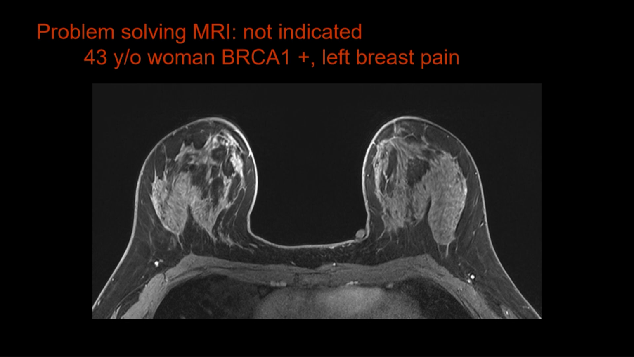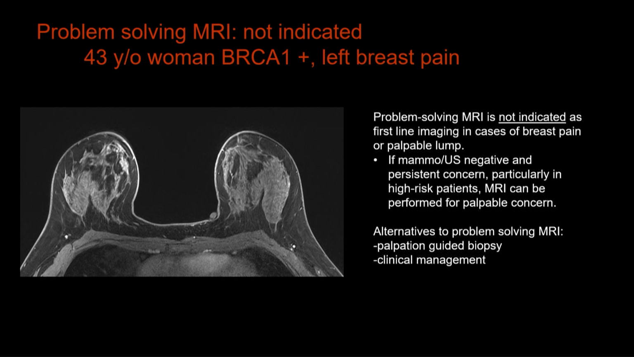So a few weekends ago when I was on call, I get a 43-year-old woman, BRCA positive, and the indication, because she just recently had a breast MRI, was left breast pain. I go to her patient jacket, no mammo, no ultrasound, just MRI. And you can see at least they put a nice palpable marker there for me. However, the MRI is negative. So again, problem-solving MRI is not indicated. First-line imaging is mammo and ultrasound. If mammo and ultrasound is negative and the clinician feels like it's very suspicious, MRI can be performed. If there's a palpable finding, you can do palpation-guided biopsy or clinical management.